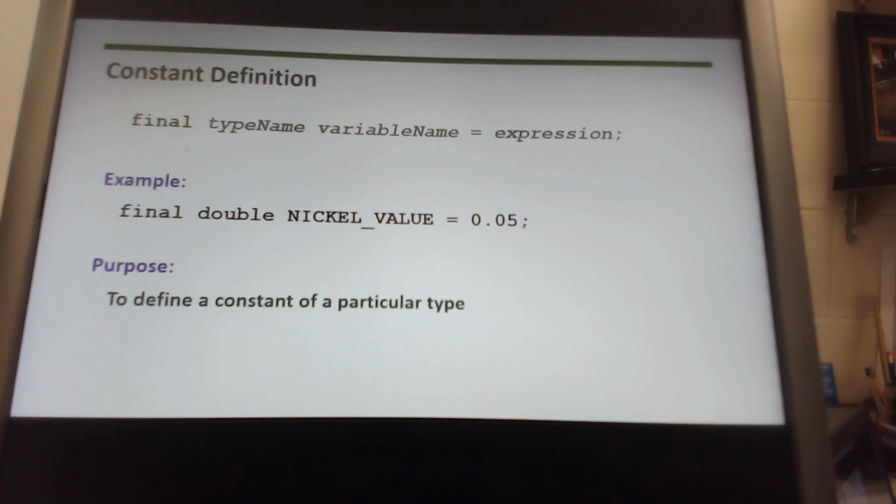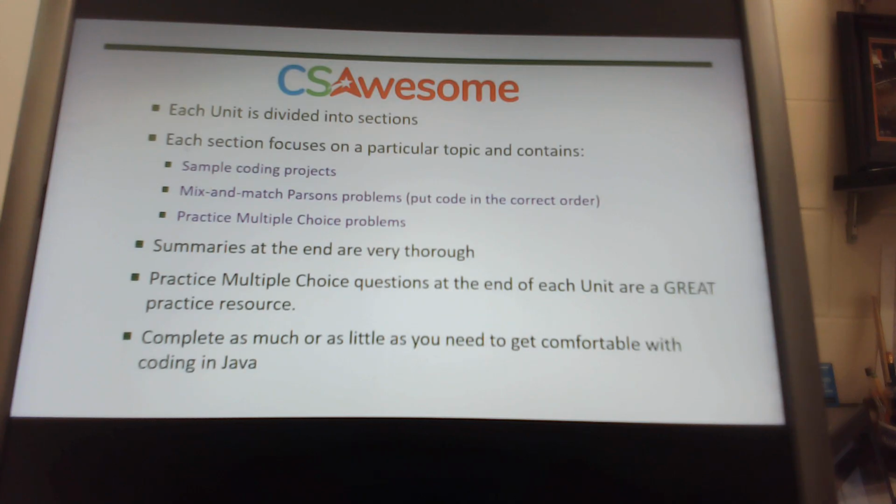Okay, let's talk about CS Awesome now that we've looked at some topics here. In CS Awesome, when you log in, you'll notice that each unit is divided into sections. There's some sample coding process. It's an interactive textbook. There's multiple choice questions. There's Parsons problems where you mix and match code, and there's small programs that it guides you through to program. The summaries we have at the end are very thorough, and there's always multiple choice questions, which are great because they tell you exactly why certain answers are incorrect or correct when you go through them.